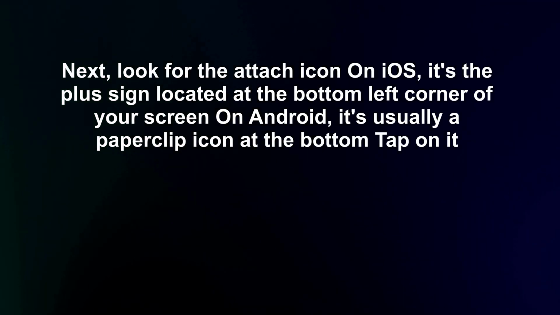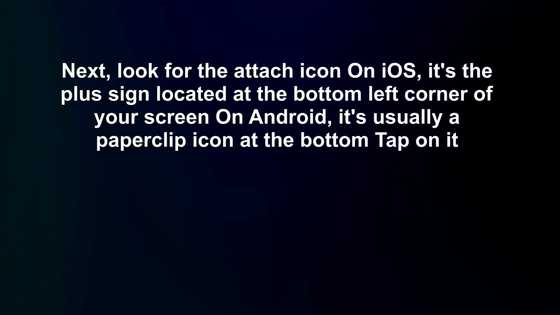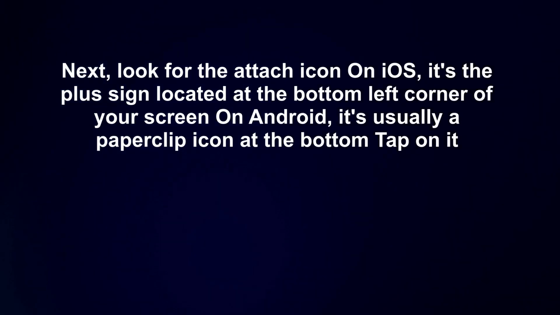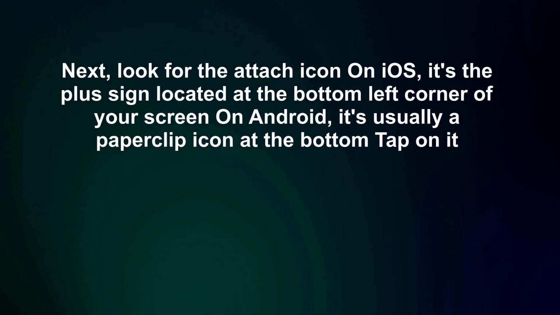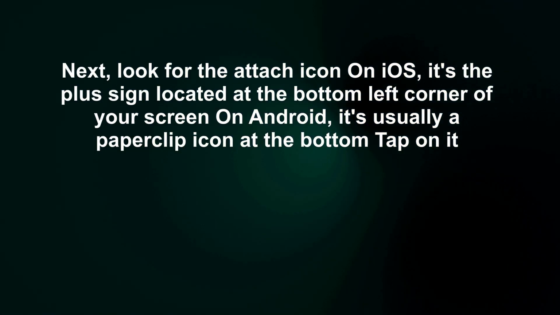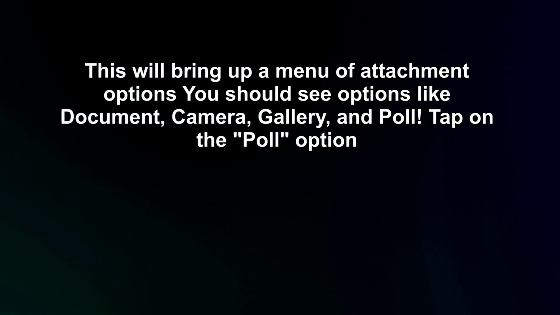Next, look for the attach icon. On iOS, it's the plus sign located at the bottom left corner of your screen. On Android, it's usually a paperclip icon at the bottom. Tap on it. This will bring up a menu of attachment options.